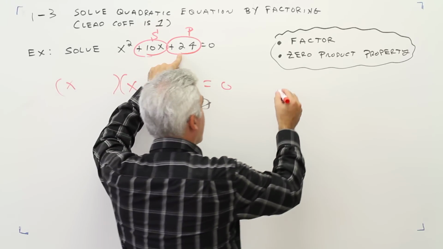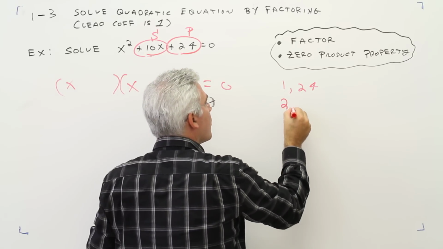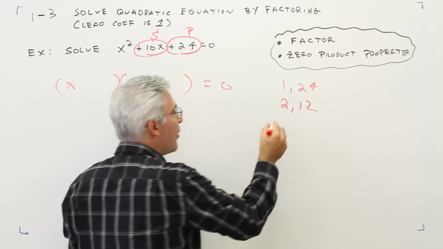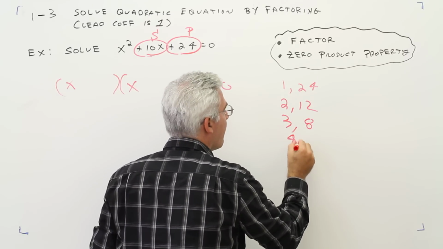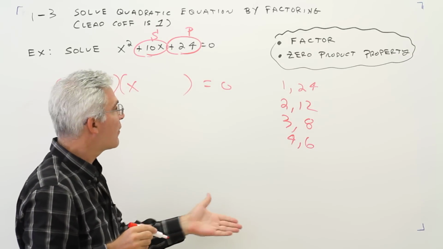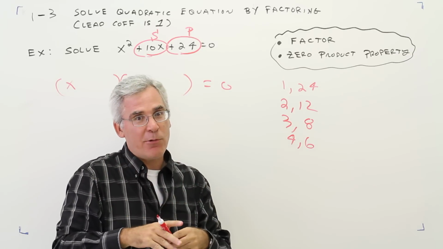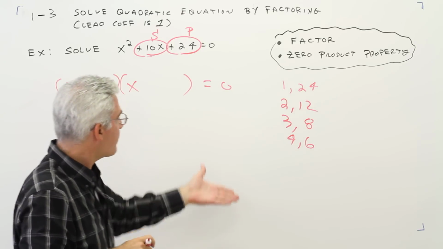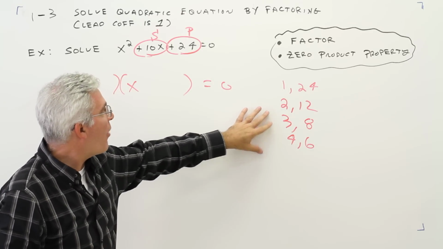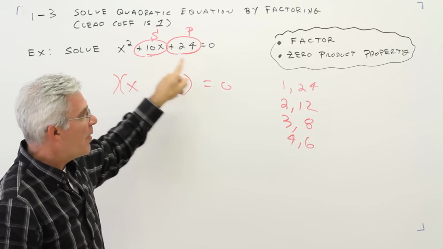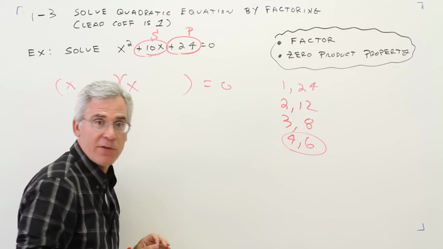So I usually start with 1 and 24, 2 and 12, 3 and 8, 4 and 6. And then when the numbers get close together or even equal, that's how you know it's pretty much time to stop. Okay, so I look at all these pairs. These all have products of 24. I'm looking for a sum of 10: 4 and 6.